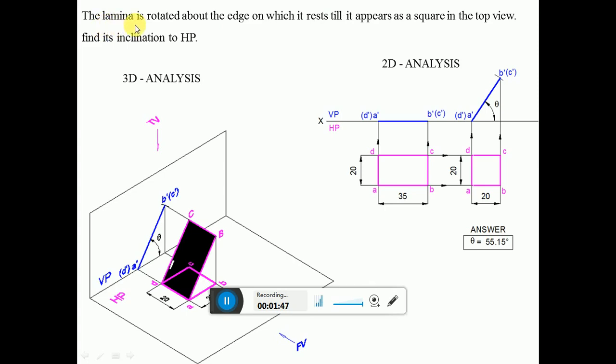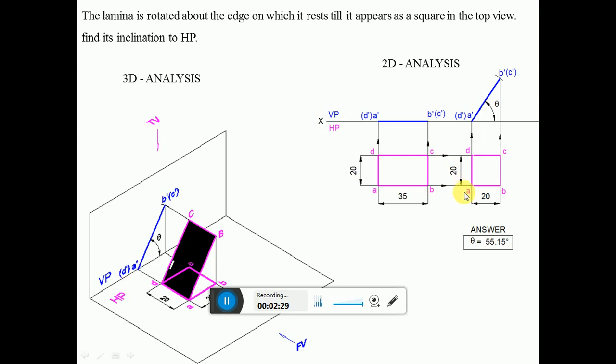The lamina is rotated about the edge on which it rests till it appears as a square in the top view. So initially this BC, which was in HP, you rotate the surface till that BC becomes a square of 20 mm side. So in the second position, you construct a 20 mm square by drawing the horizontal projector from here. Consider any point on this and draw a vertical line, because these two are parallel lines, so this will be 20. Since this is 20, the other side is also 20, so it becomes a square of 20.